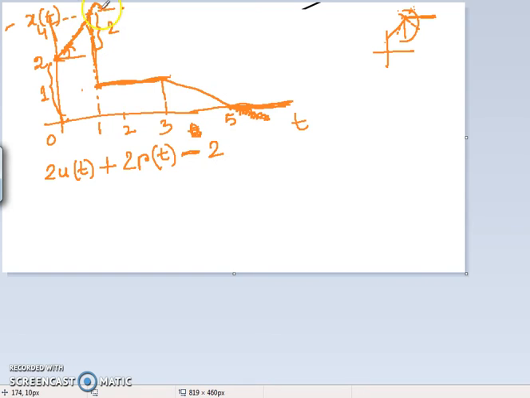But where has the ramp started? The ramp has started at t equal to 1. So the function will be written as r(t minus 1). Clear? Now, as I have told, if these two ramps exist, the figure will look like this. But the figure is not like that. There is a sudden jump. That means at t equal to 1, another signal is coming.